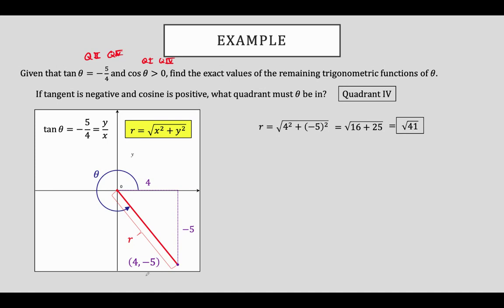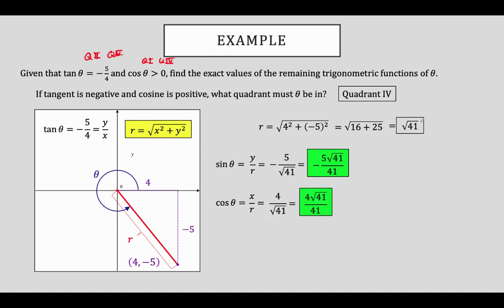And once we have our point x comma y and we have r, we can evaluate our 6 different trigonometric functions of theta. The sine of theta, our definition, y divided by r. That's going to be -5/√41, which we can then rationalize, and we get our final answer, -5√41/41. Cosine theta, our definition for finding cosine is x divided by r. That's going to be 4 divided by √41, or 4√41 divided by 41. Again, rationalize those denominators.